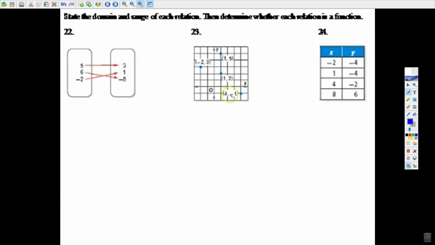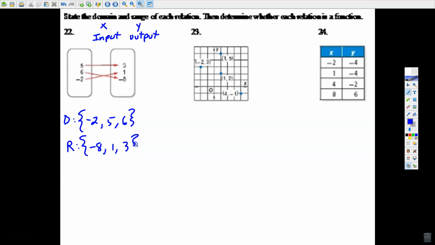Okay, so these are just exercises, and do you understand how to find domain and range? Domain is x and range is y. Domain is also known as input. Range is known as output. Those are the most commonly used letters or words for domain and range. So all I have to do for number 21 is list out the domain, and we typically do these lowest to highest. So I'm going to say the domain is -2, 5, and 6. And the range, also from low to high, would be -8, 1, and 3.